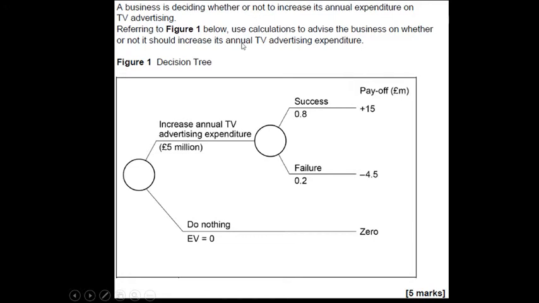Okay, so this question here is one of the calculate and advise type questions. A business is deciding whether or not to increase its annual expenditure on TV advertising. Referring to figure 1, use calculations to advise the business on whether or not it should increase its TV advertising expenditure, and it gives you a decision tree there. Now, decision trees have appeared in last year's paper, this is the 2016 paper, and the specimen paper, and they weren't on the last specification, so it seems like they are using these decision trees. Quite what that means for this year's exam, I don't know.